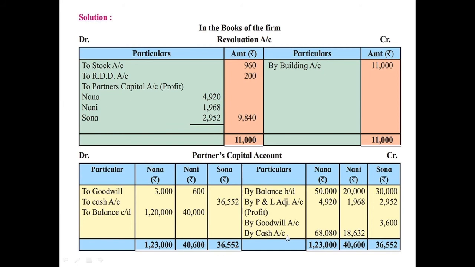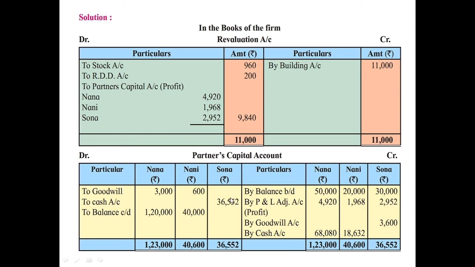Then in the same manner for Nani, the debit side total is 40,600. From that you have to subtract 20,000 and 1,968. So you get the balancing figure of 18,632. For that you have to write by cash. Now we have to find out the balance due to Sona. Here you can see that no entry is recorded except cash.